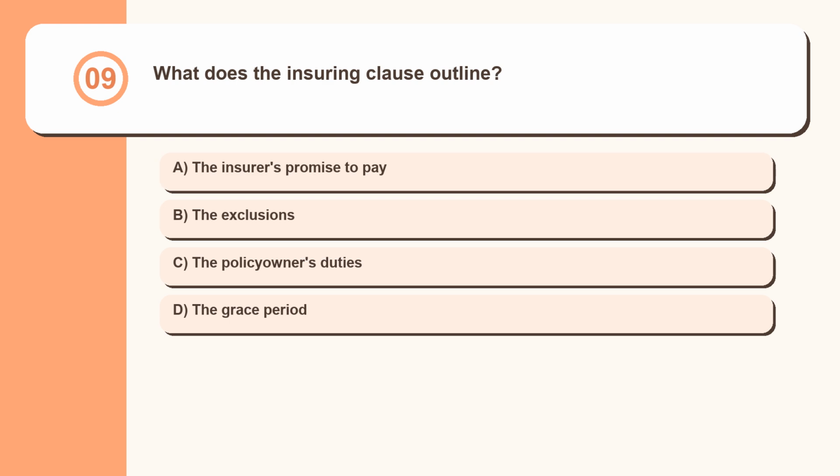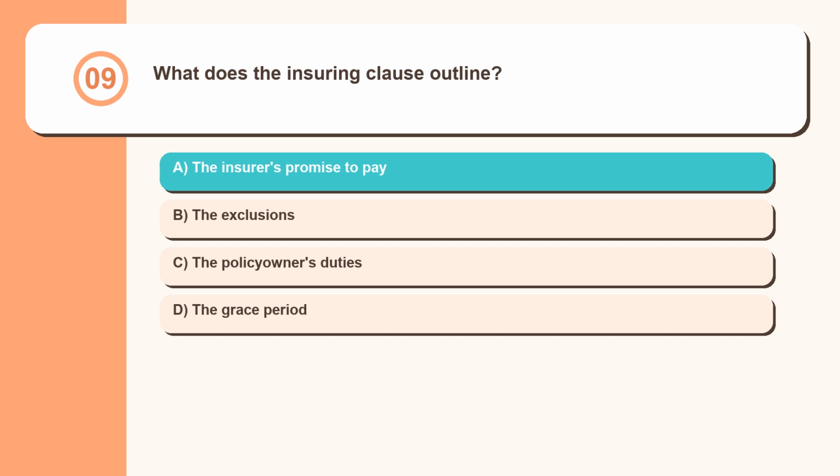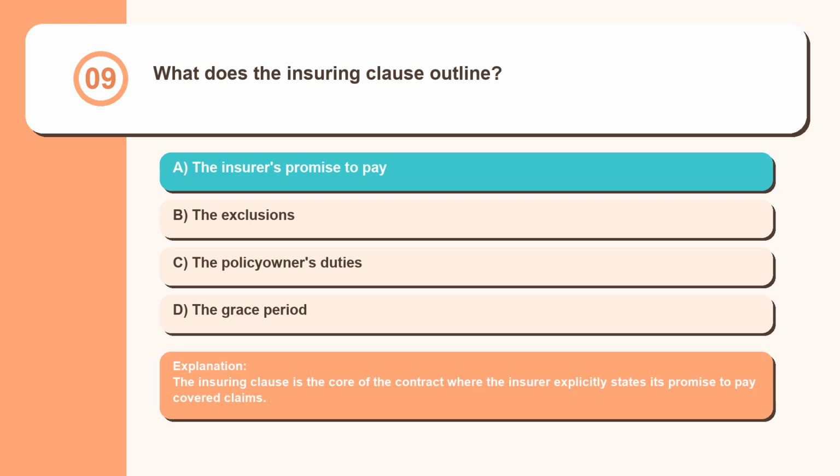Question 9. What does the insuring clause outline? The insurer's promise to pay, the exclusions, the policy owner's duties, the grace period. The insuring clause is the core of the contract where the insurer explicitly states its promise to pay covered claims.